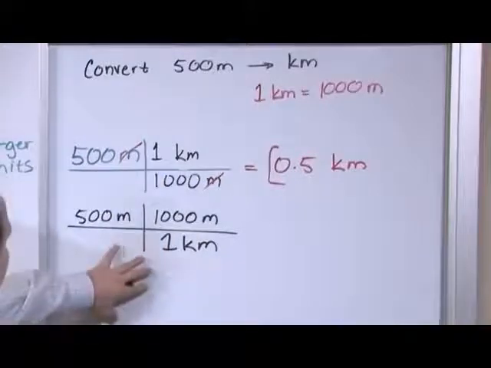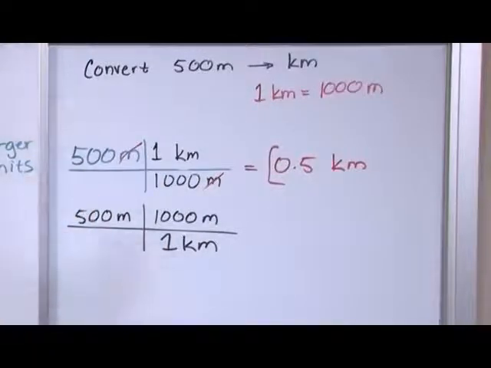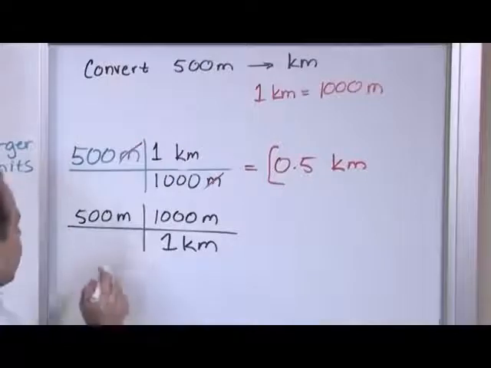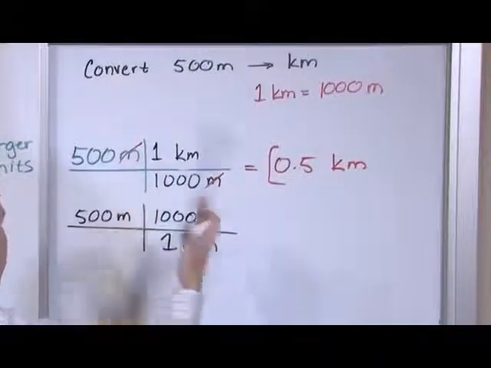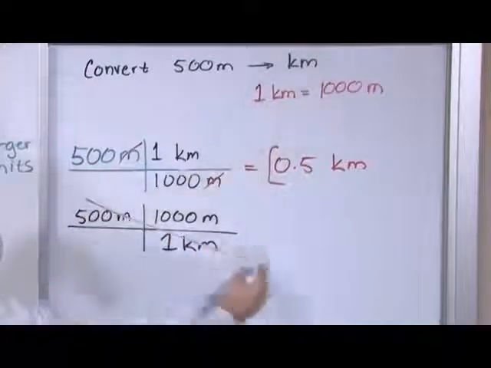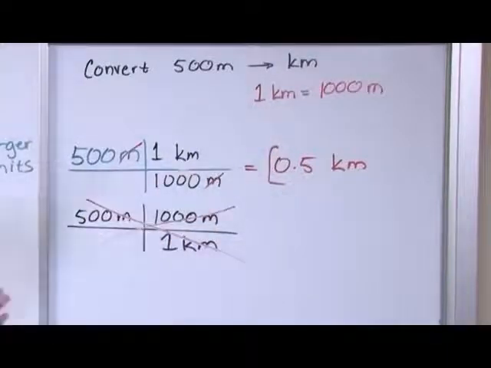So if you accidentally wrote it this way, you would immediately catch your error, because you would look here and say, kilometers doesn't cancel with anything else, so I can't do anything. So this is totally wrong. So you would discount that right away because you're not left with the unit you're trying to convert to.